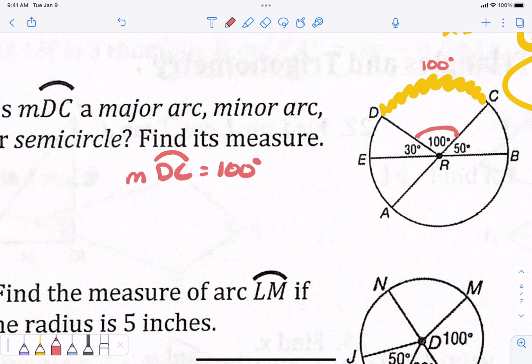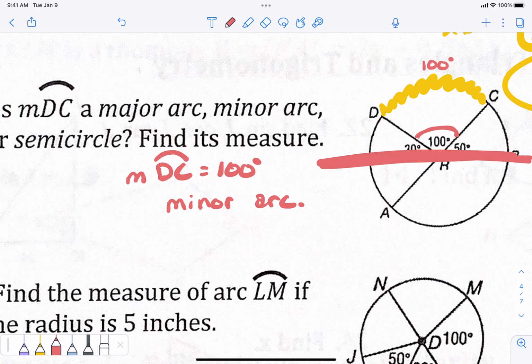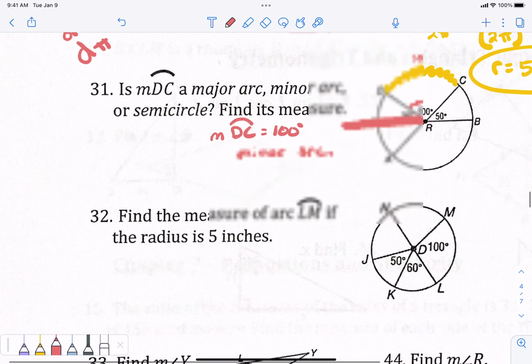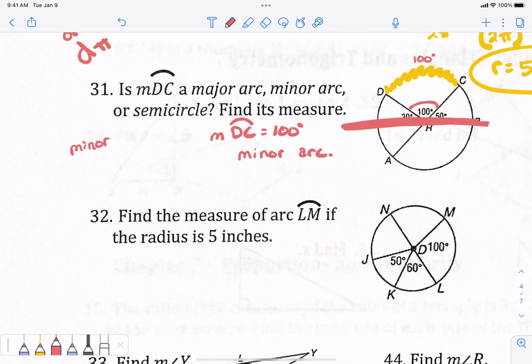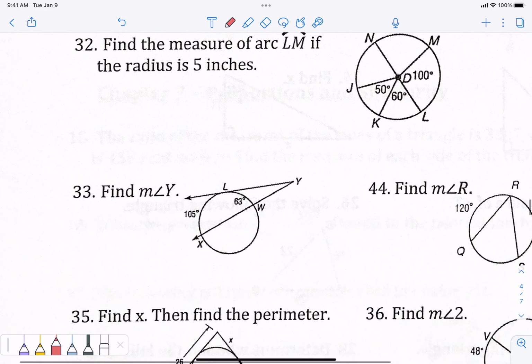Major arcs are more than half the circle. Minor arcs are less than half the circle. Semicircle is actually half the circle. So this is a minor arc. Now, some people get that confused because they're thinking, well, 100 degrees is an obtuse angle because it's more than 90. It has nothing to do with that. Is it more than half the circle or less than half the circle? It's less than half, so it's a minor arc, okay? Or you can write like minor is less than 180 degrees because that's half a circle, and major is more than 180 degrees, okay? There you go. All right, we've got a couple left.